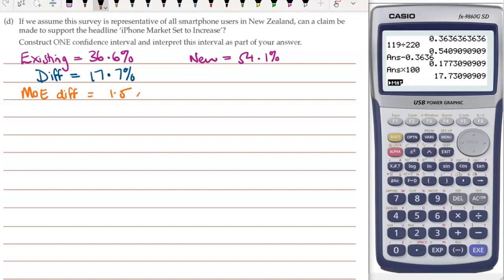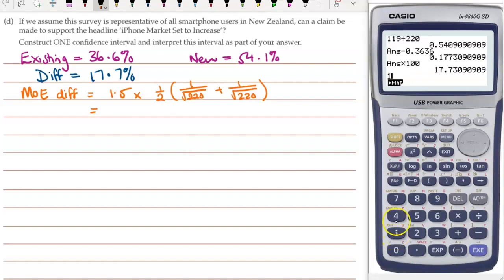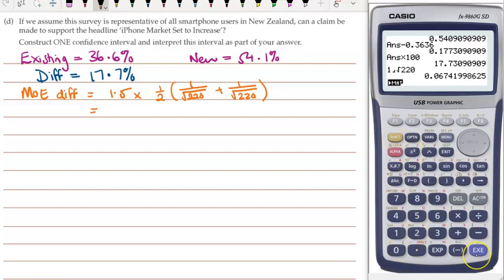So that's a 1.5 times thing of the average of the 2 margins of error. The margin of error is 1 over root n for each of them. Now we've got 220 in both groups because both groups came from the same sample for what they have already and what they would buy new. So let's pop that in. We've got 1 over square root of 220. If we add them together and half it, it's just going to come to the same thing.